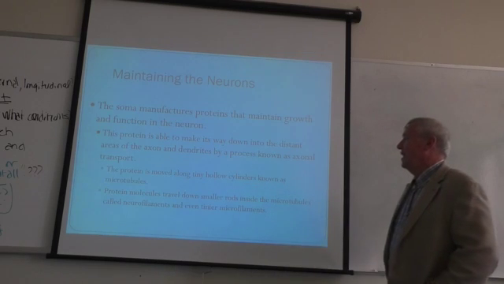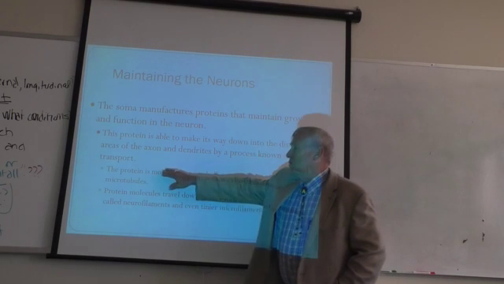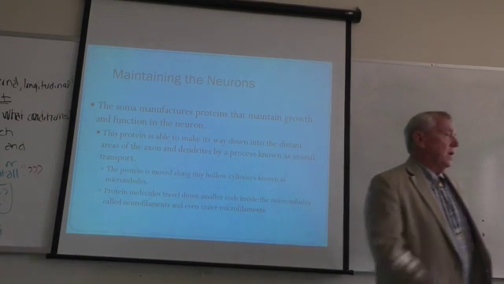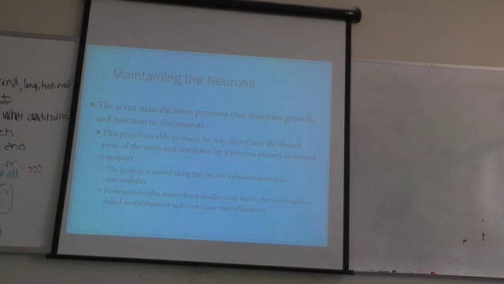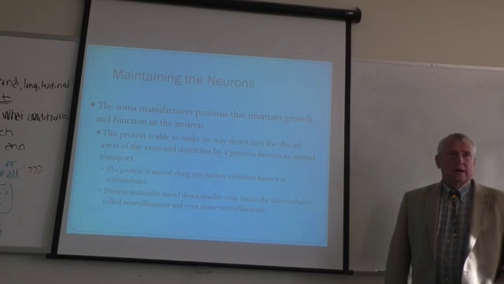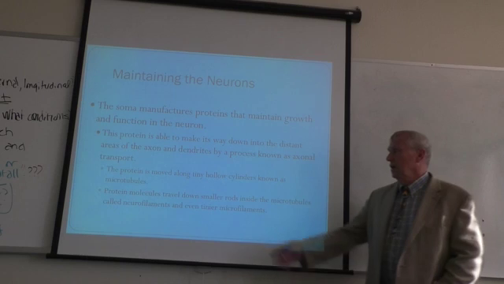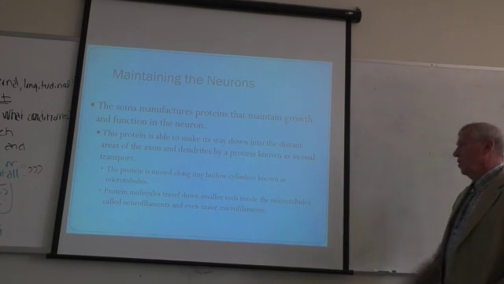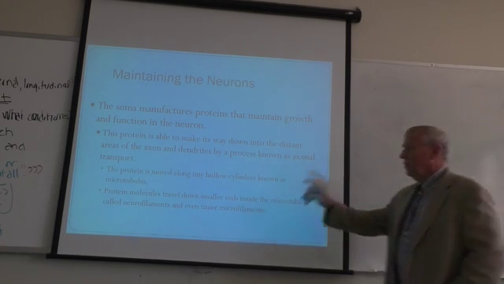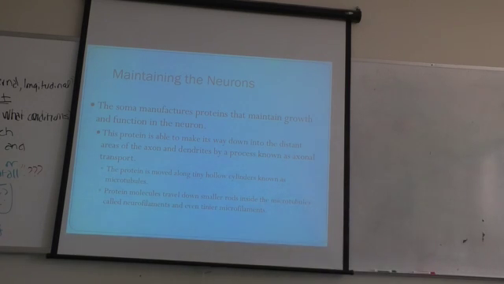The protein is moved along tiny hollow cylinders known as microtubules. So we can slow this process down, or we can stop it completely with medication. The medication will block the microtubules from functioning. There are a number of pharmaceuticals out there that work on the microtubules. Protein molecules travel down smaller rods into the microtubules, called neurofilaments, and even tinier microfilaments. And of course, we can disrupt both of these as well. And this is the reason that pharmaceuticals work.